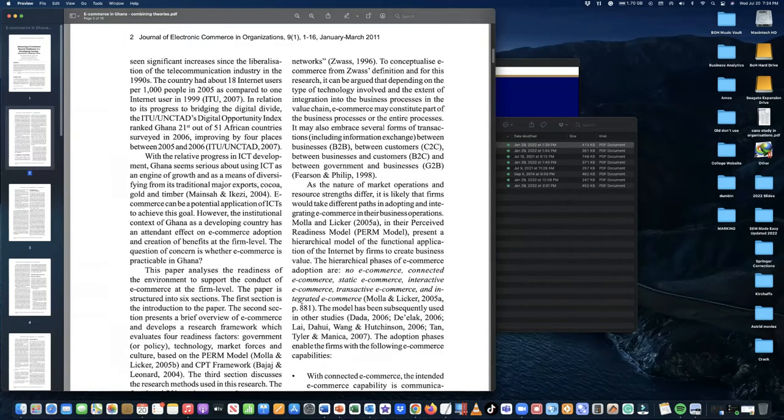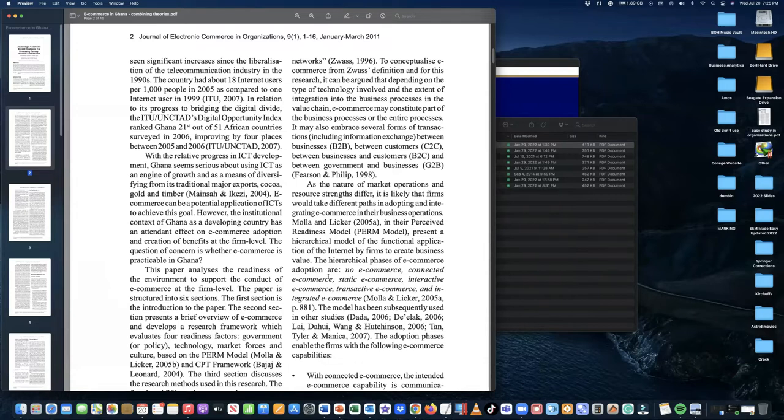So this is coming from my PhD, to conceptualize e-commerce from Zoll's definition. Now Zoll's definition is being used as a conceptualization of e-commerce. And for this research, it can be argued that depending on the type of technology involved and the extent of integration into business processes in the value chain, e-commerce may constitute part of the business process or entire processes. Note that: part or entire processes.